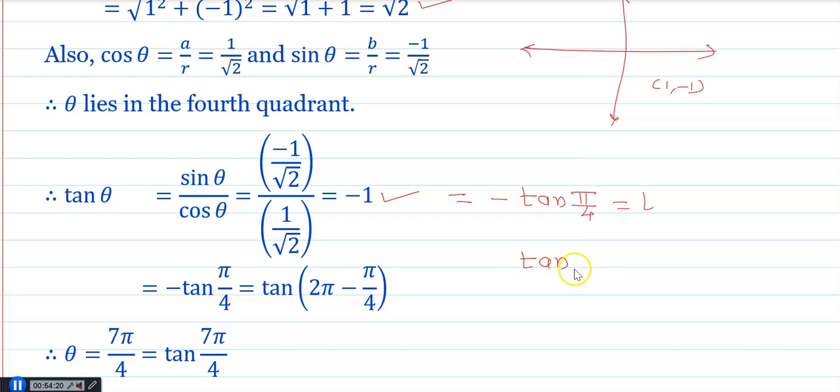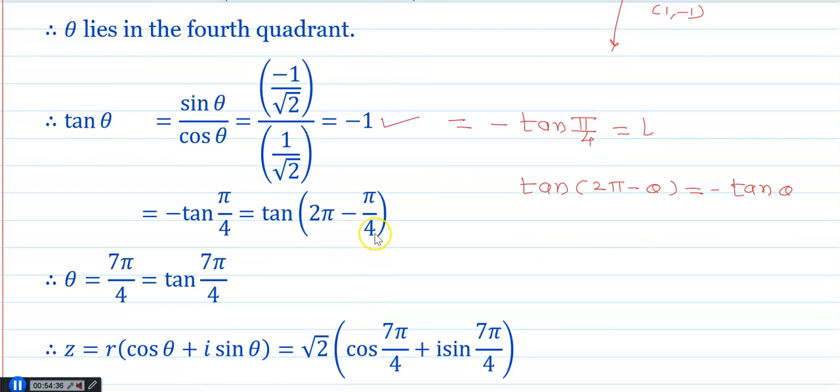That is tan of 2 pi minus theta, which equals minus tan of theta. By using this result, tan of minus pi by 4 is written as tan of 2 pi minus pi by 4. Simplifying again, 4 into 2 pi, you will get 8 pi minus pi. That is, theta is equal to 7 pi by 4. Okay, theta is equal to 7 pi by 4.